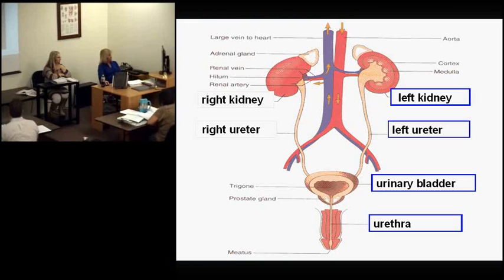Also, you want to make sure you're differentiating between a ureter and a urethra. Because if your mind is going really fast and you look at the word ureter or urethra, you might end up picking a urethra code when you should be looking for a ureter code.